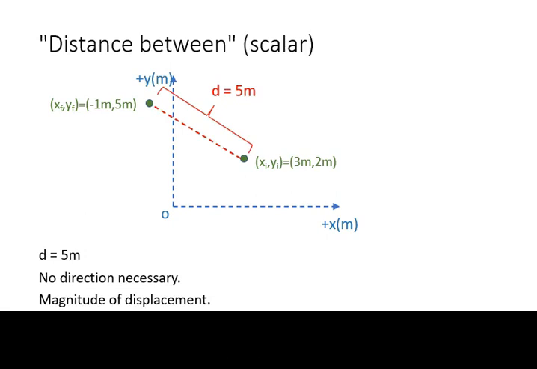When the direction is not important, you report the distance between two positions. This is a scalar quantity. For example, when looking for reception, you only care that a hotspot is nearby, it isn't important in what direction it is.